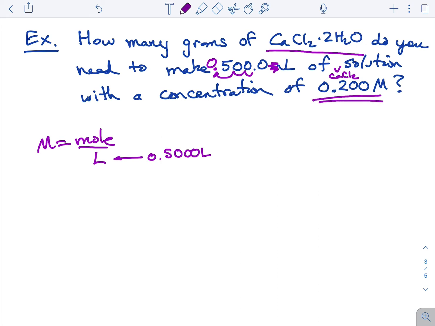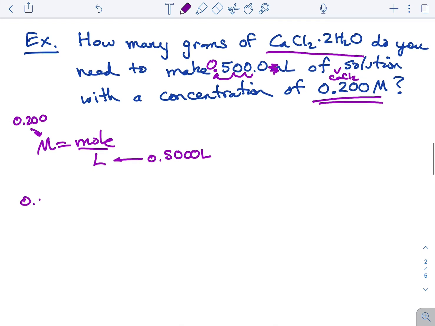We don't know the moles. We're asked for grams, and that sometimes confuses folks, but just work with what you have, right? So you know that this is 0.200. Right, so let's find the moles and see where we can get to from there. So we've got 0.200 molar equals moles per 0.500 liters. Multiply both sides by 0.500. You can also think of this as cross multiplying. It's really up to you.